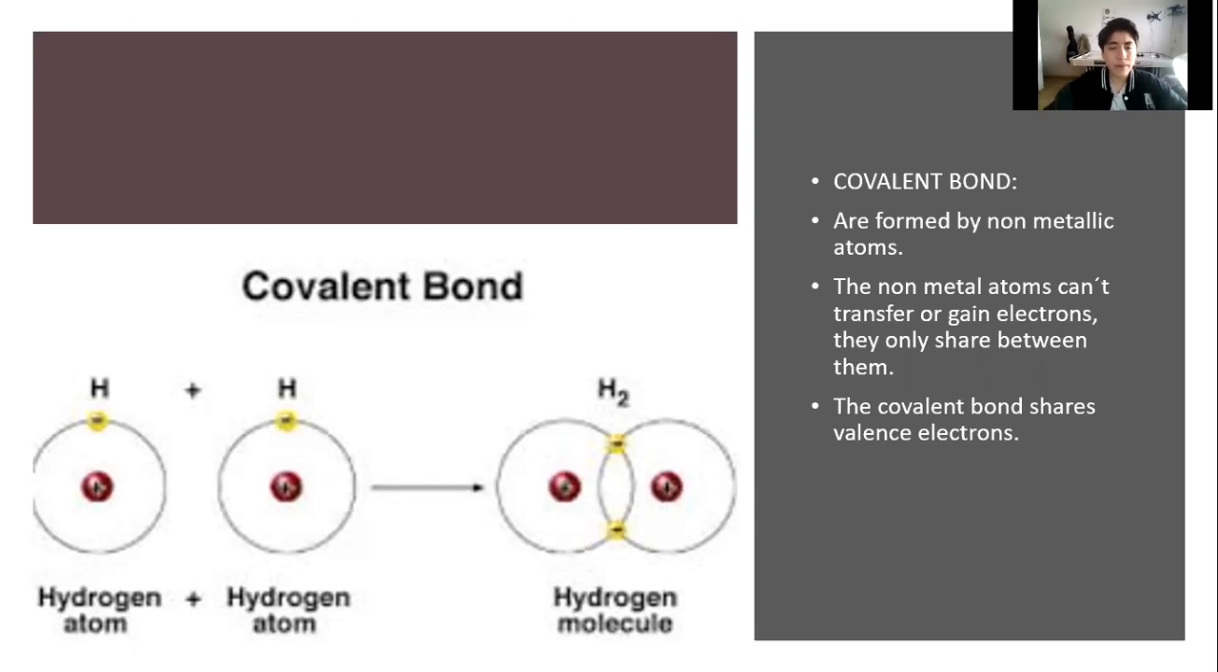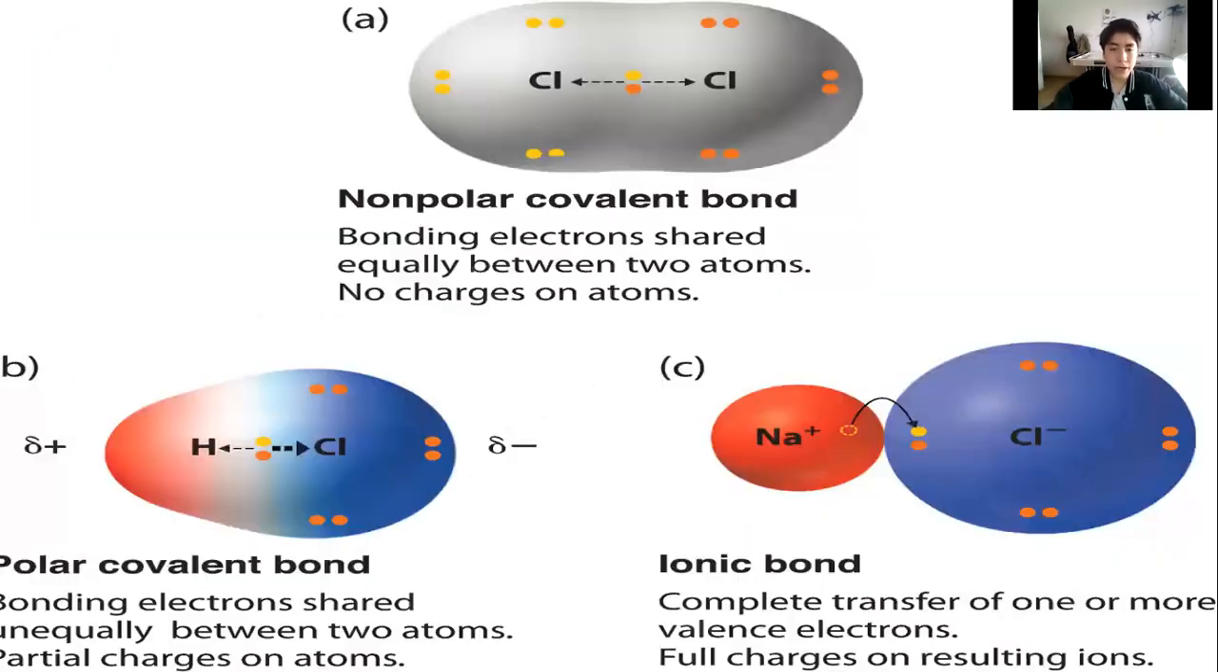The covalent bond is divided in two, the polar and non-polar covalent bond. It's very simple to identify them, because the non-polar covalent bond is the covalent bond that is formed by the same atoms. We can see here, for example, two chlorines. And the polar covalent bond is the bond that has different atoms, like here we have a hydrogen and a chlorine.